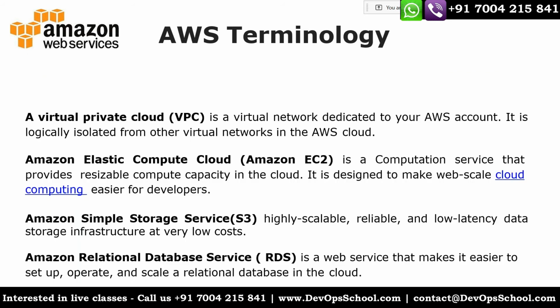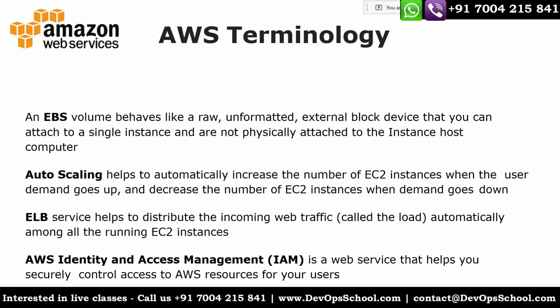Okay, so I hope you remember that. VPC is like a network. EC2 is a virtual machine. S3 is like a block store, sorry, object storage. RDS means database. EBS means block storage, the hard disk. Then auto scaling, ELB.